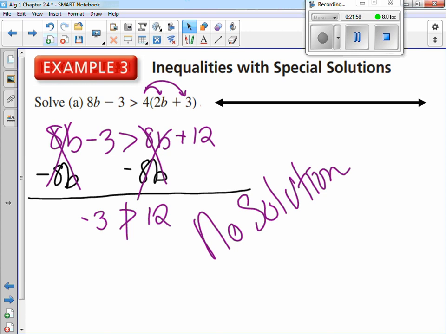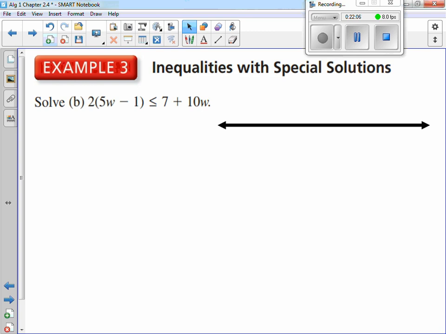Questions on this one here? So we good? Last one of the day, we're going to look at this one here. And then I think we're pretty good. We feel comfortable with these. So what do we need to do first here? We need to distribute, yes? So we're going to distribute the 2.